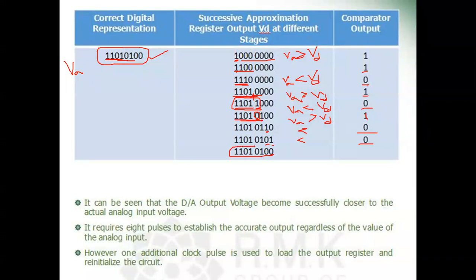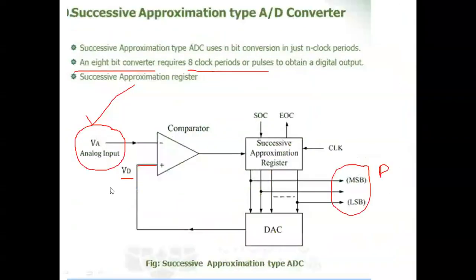So the last value after 8 cycles, that is nothing but 8 plus 1 extra cycle. The last value we got is the equivalent representation of VA. So if we compare these two, they will be equal. But even though the same value came in the seventh cycle or sixth cycle, the 8 cycles have to be completed. So this is regarding the successive approximation type ADC.